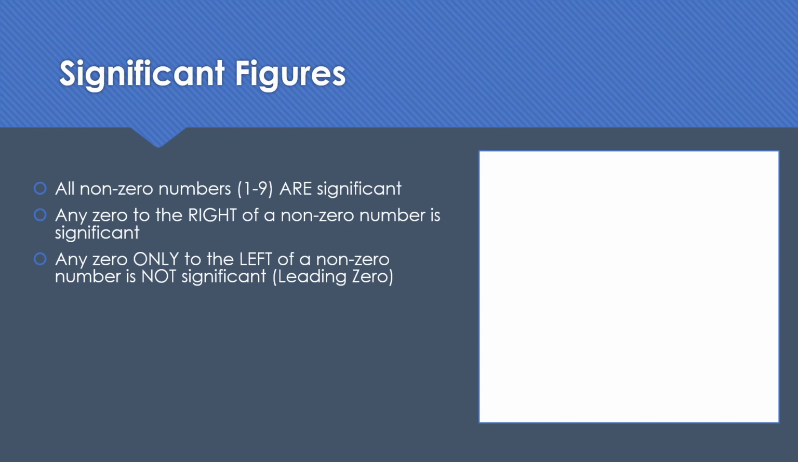Okay? If your zero is only to the left of a non-zero number, in other words, it's just a bunch of zeros before you get to your first non-zero number, then those are called leading zeros and they are not significant. So let's consider the number 1356. The number 1356 is all non-zero numbers, so all those digits are significant, right? So that would be 4 significant figures.